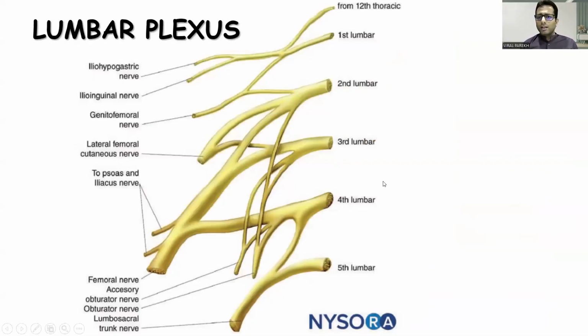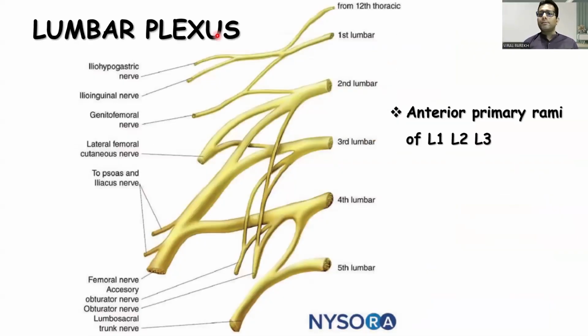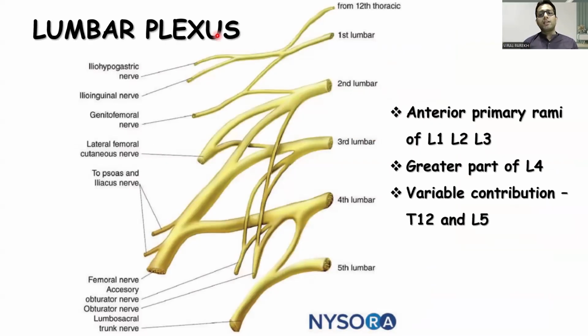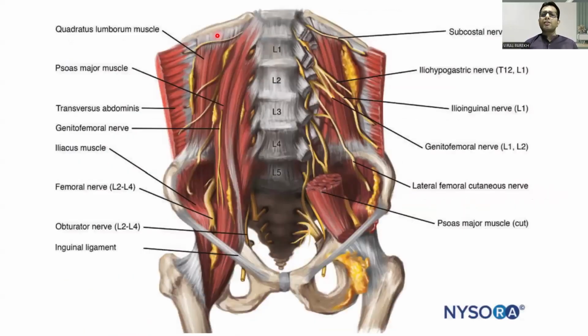So, as I mentioned, the lumbar plexus is formed from the anterior primary rami of L1, L2, L3 with the greater part of L4 and a variable contribution from T12 or from the L5 nerve roots. The nerves from the lumbar plexus are the ilioinguinal, iliohypogastric nerve, the genitofemoral nerve, lateral femoral cutaneous nerve, the femoral nerve, which is the largest nerve, accessory obturator, and the obturator nerve, and the component to the lumbosacral trunk.